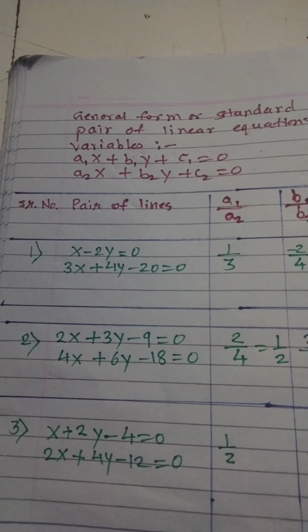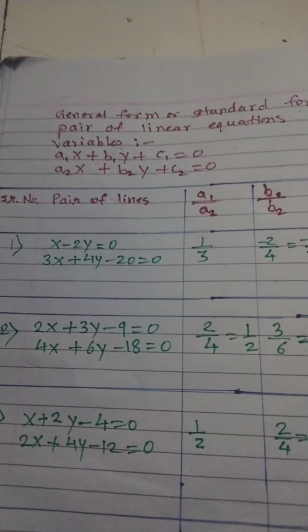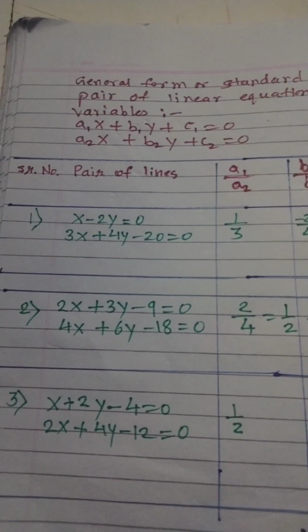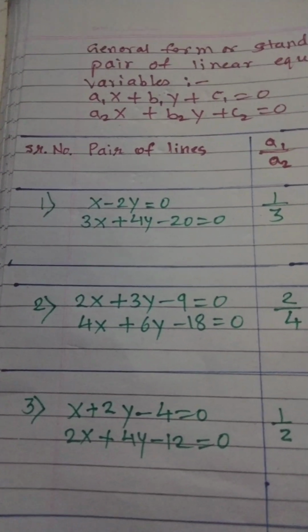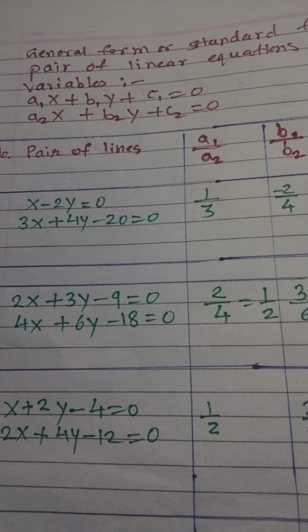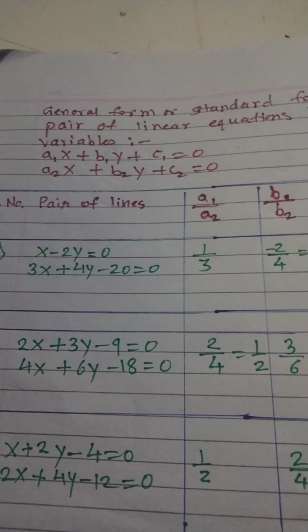Now, by comparing the ratios of coefficients and constant terms of both these equations, we know whether the lines are parallel, intersecting or coincident. So for this we take examples. The first example is x minus 2y is equal to 0 and 3x plus 4y minus 20 is equal to 0. These are the pair of lines. So we compare these ratios.